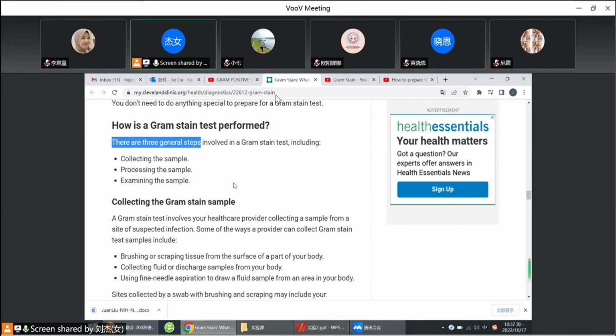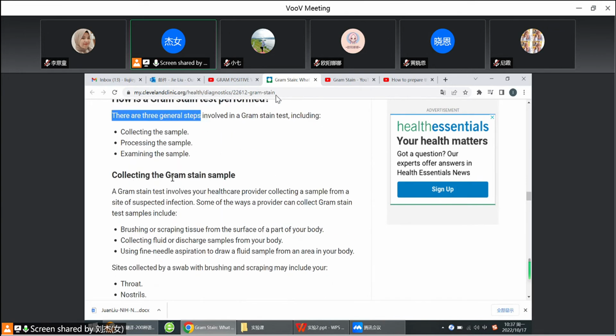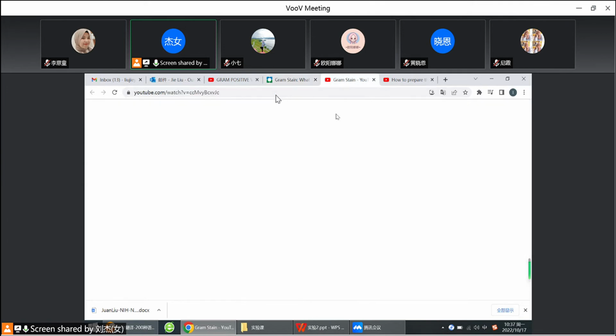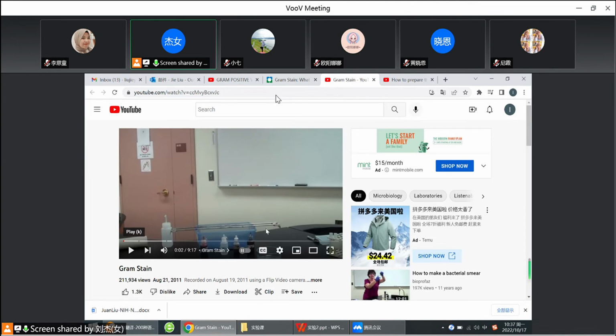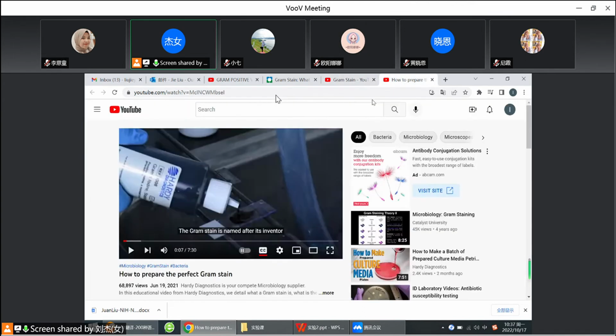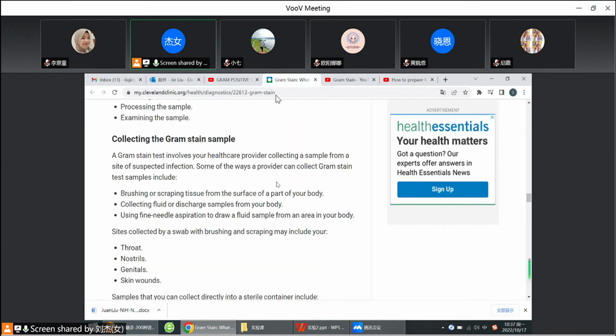So first, let's see how to collect the sample for the Gram staining. And then after that, we will see the video, just to show you how to do the Gram stain. Like this. So first one is collect the sample.